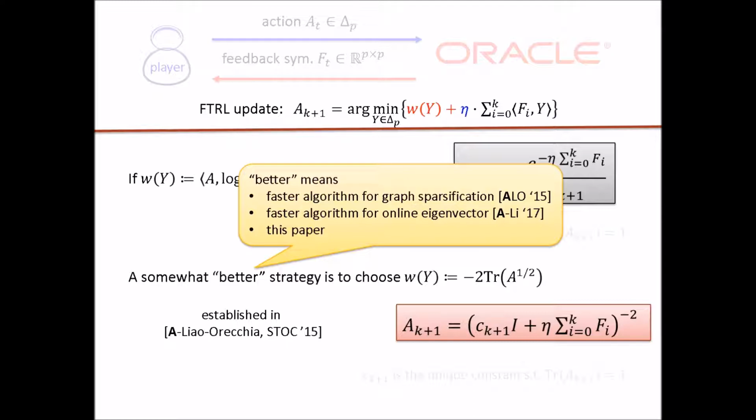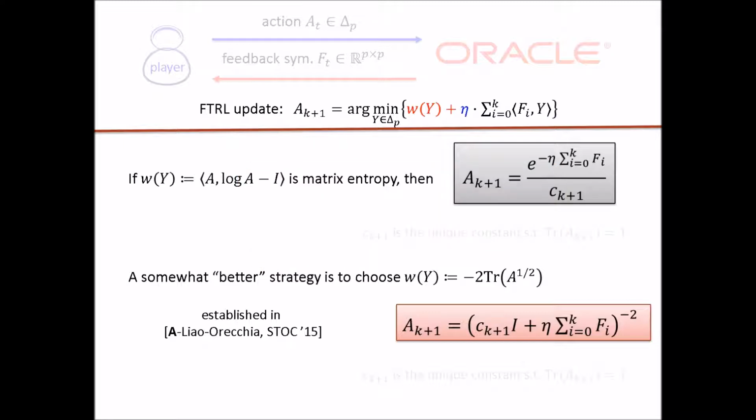So far, we have found 3 applications. We know that it can give rise to a faster algorithm for graph sparsification using this new strategy. We know that it can give rise to a faster algorithm for online eigenvectors. And the third application we found is this paper. I'm not sure if there's a 4th application yet, but we're on the way to find out. Good. So now let me use some pictures to illustrate a little bit the connections between these 2 strategies.